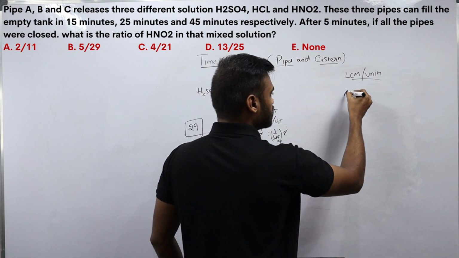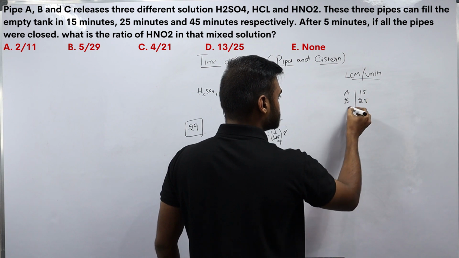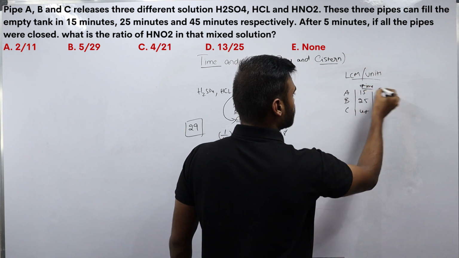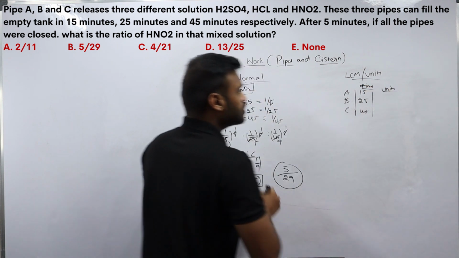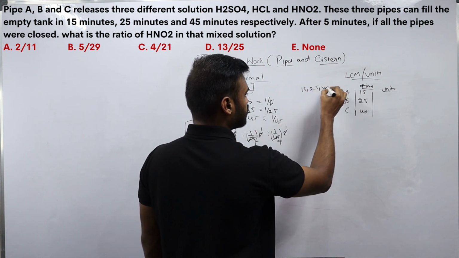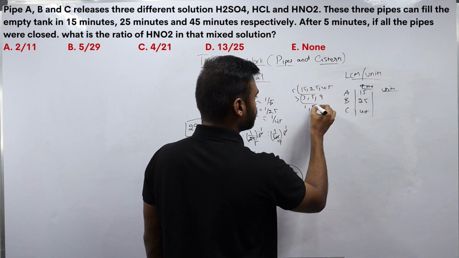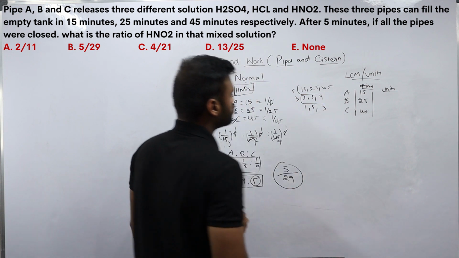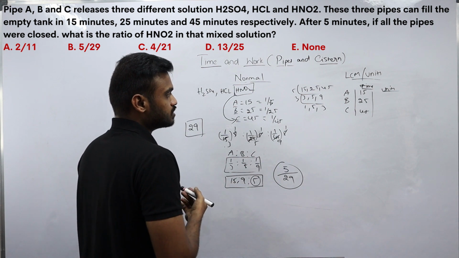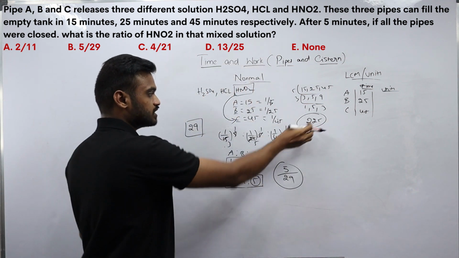They are saying that A can fill the tank in 15 minutes, B can fill the tank in 25 minutes and C can fill the tank in 45 minutes. These are the time taken, and these are units per minute. So the LCM of 15, 25 and 45: 5 threes are 15, 15 fives are 75, 75 twos will be 150 and threes will be 225. So this is the total amount of work to be done, that is 225 units.